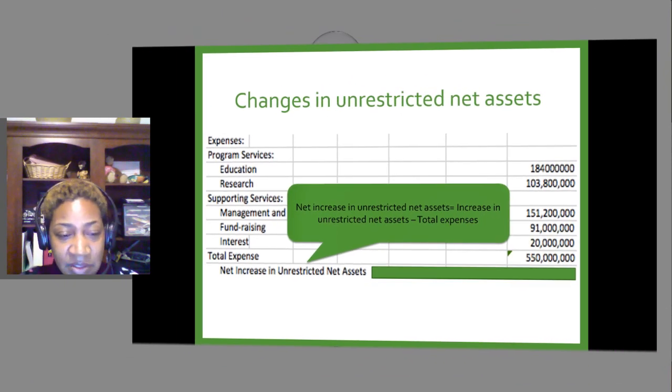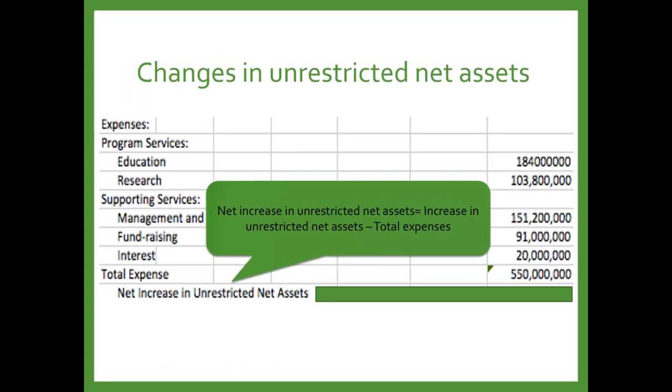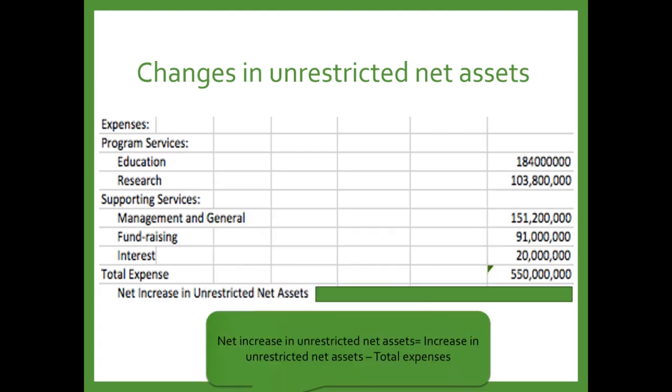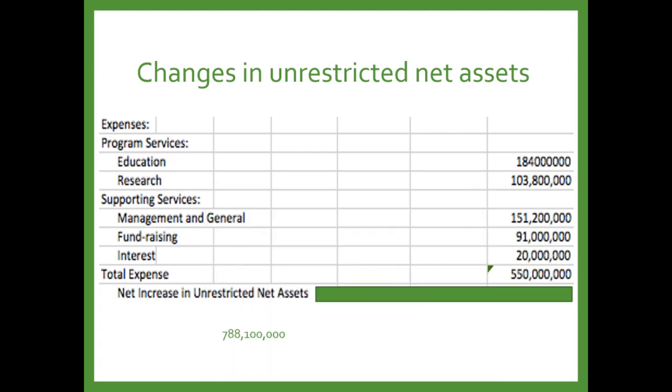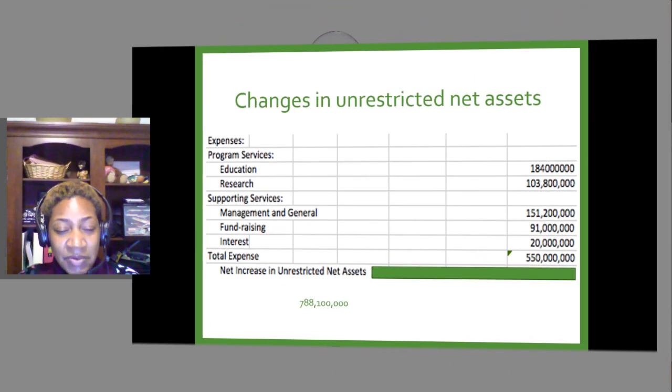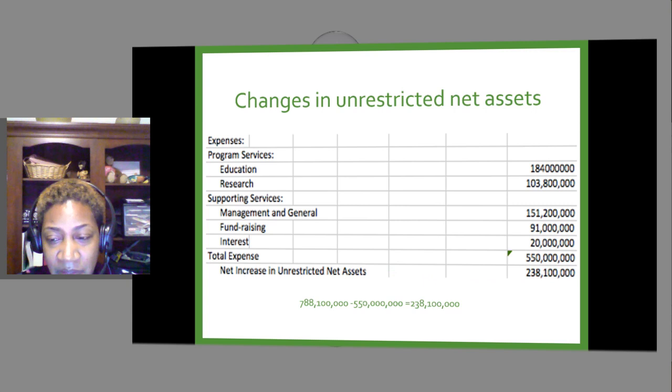Now recall, how do we get the net increase in unrestricted net assets? Well, we have to look at that increase that we calculated previously and subtract our total expenses. So what does that look like? We calculated 788.1 as our increase from the previous slide. We've just calculated that 550 million. We'll subtract that, which means our net increase, that is the difference between the two, is 238.1 million.